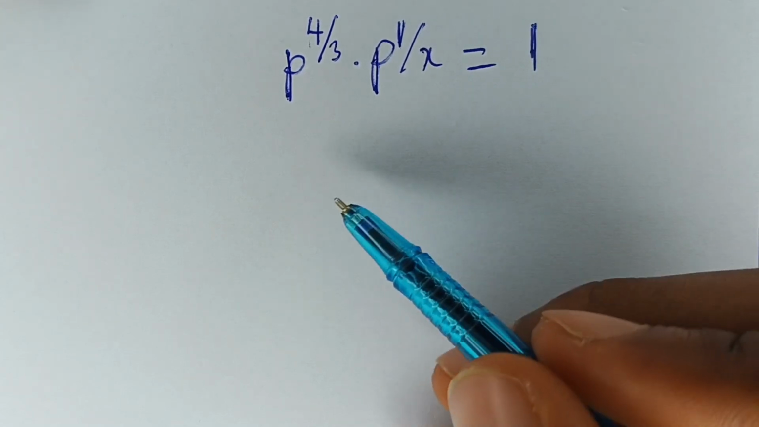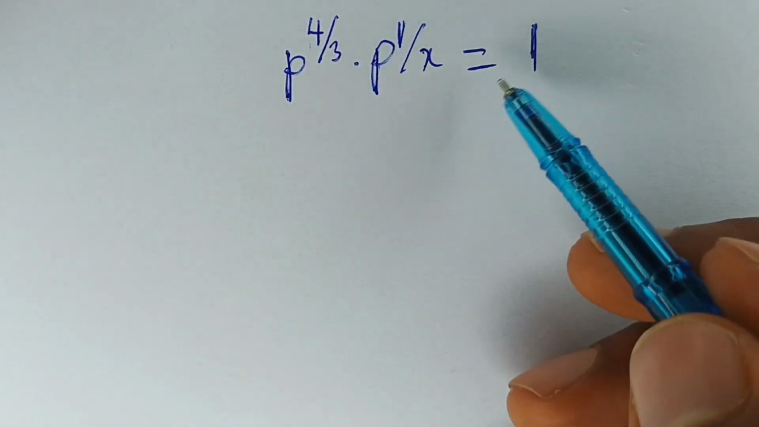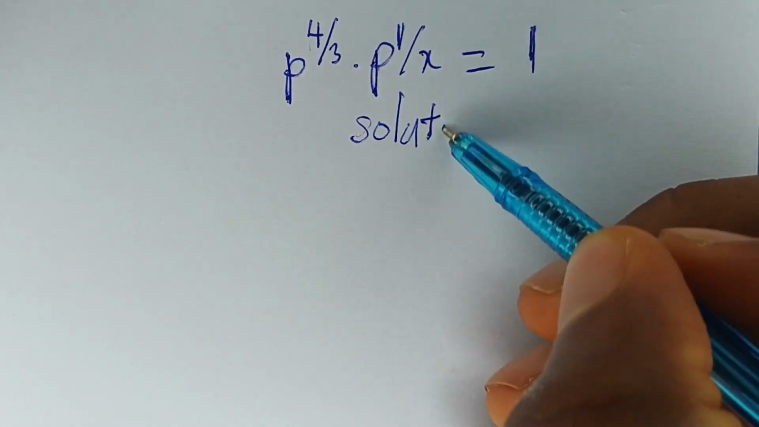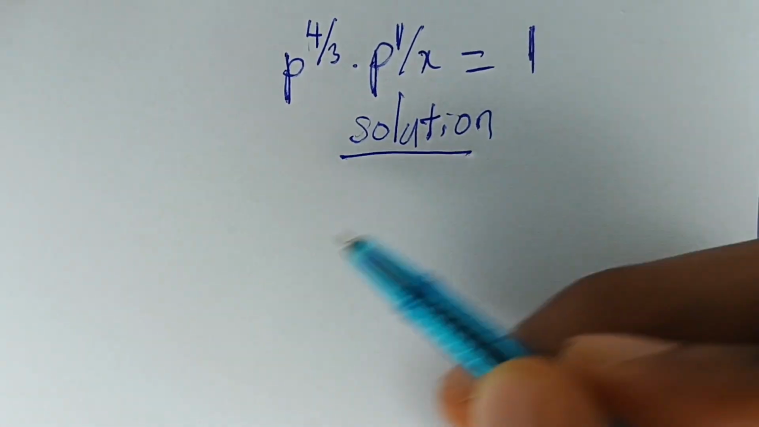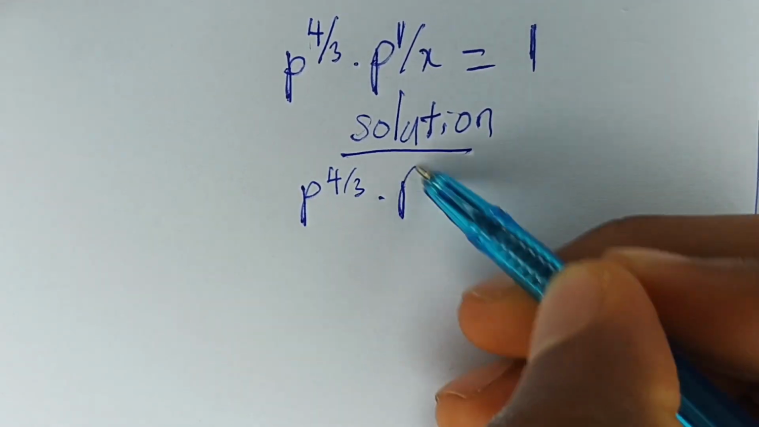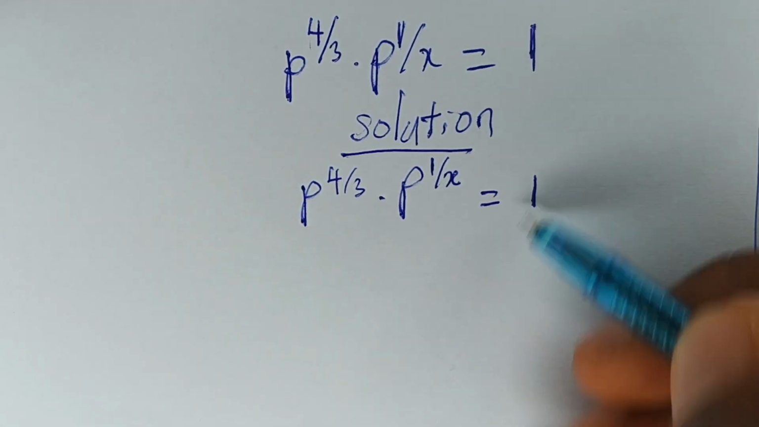Let's solve this equation together. It says p raised to the power 4 over 3 times p raised to the power 1 over x is equal to 1. Okay, so solution: we have p raised to the power 4 over 3 multiplied by p raised to the power 1 over x to be equal to 1.